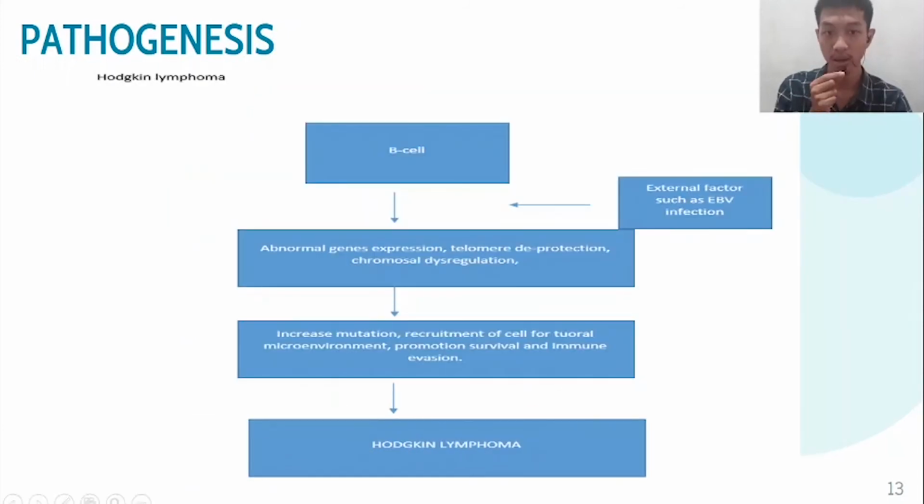Hodgkin lymphoma is derived from B lymphocytes, which undergo change caused by external factors such as EBV infection. These changes include expression of genes which promote survival, inhibit normal apoptosis, telomere protection, and chromosomal dysfunction. This will cause formation of Hodgkin and RS cells. Hodgkin lymphoma also has the ability to attract immune cells to increase its survival by creating a tumoral microenvironment.